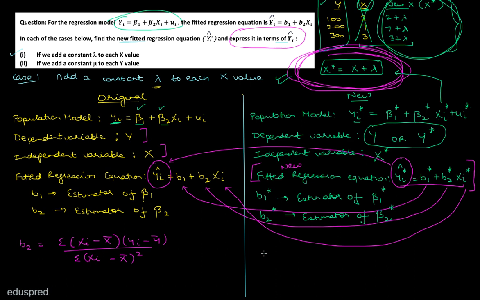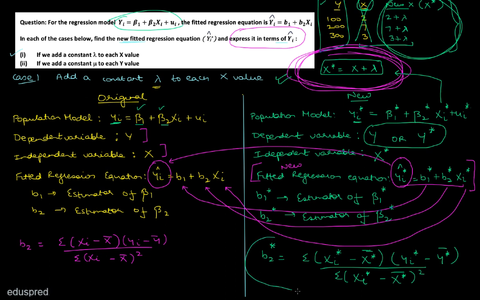So in this case, b2 is equal to summation of, now instead of xi, we have xi star everywhere. So this is going to be summation of xi star minus x star bar multiplied with yi star minus y star bar, divided by summation of xi star minus x star bar whole square. These are the two formulas that we have, and in fact I should have written b2 star over here and not b2. Now let's see how we can find the relationship between these two.